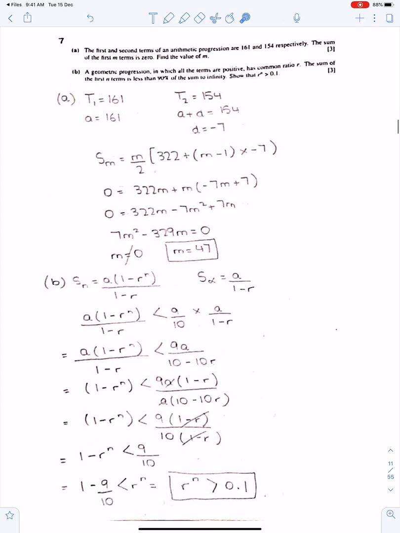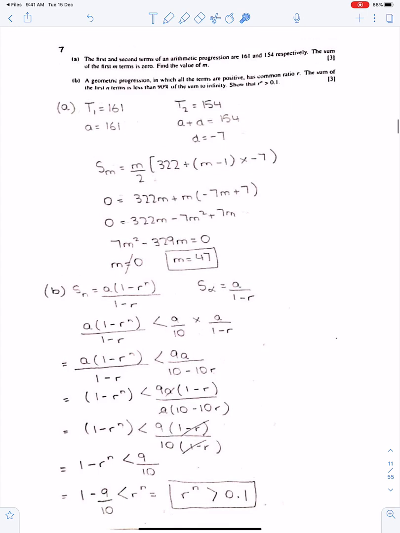Question number 7, second part. So the first part is simple. Okay, let me discuss the first part as well. The first and second terms of an AP are this and this. The sum of the first m terms is 0. Find the value of m.